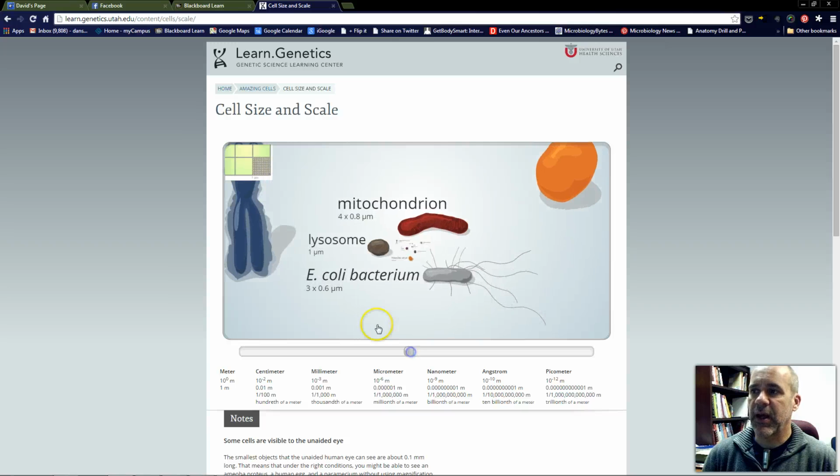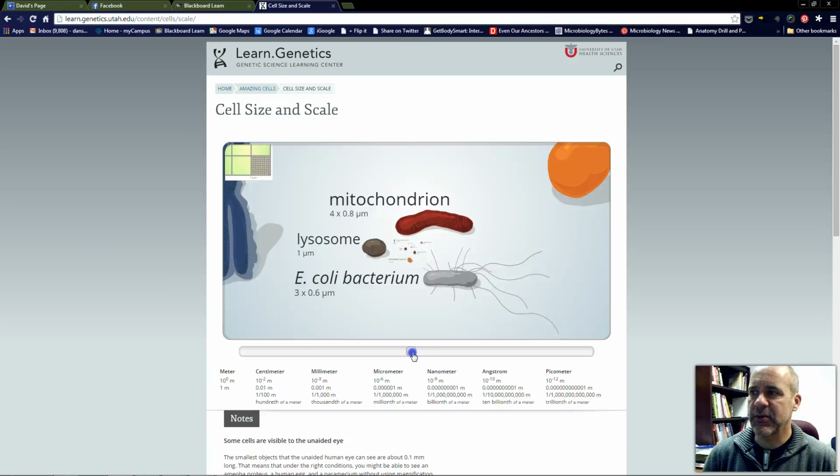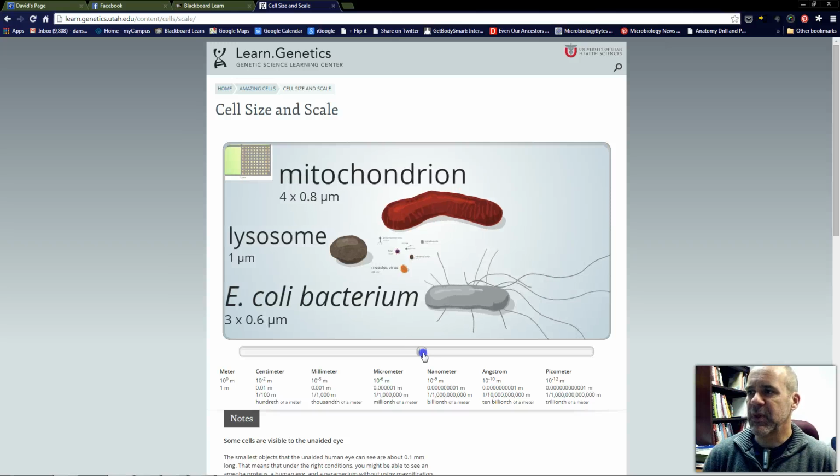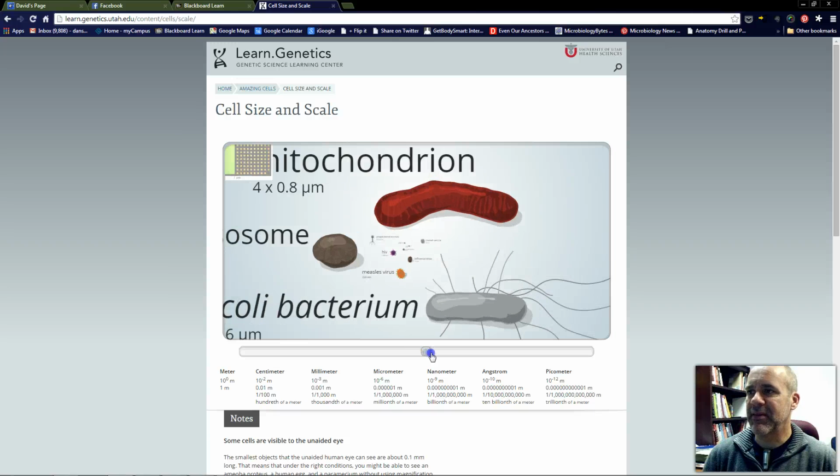One thing you'll notice here, like here's a E. coli bacterium. The word bacteria is actually plural. A single bacterial cell is called a bacterium. And you've probably heard of E. coli before. That's a type of bacteria that lives in our intestinal tract, and normally harmless. There are some strains of E. coli that are capable of making us sick, though. So you can see how small it is compared to these other things.